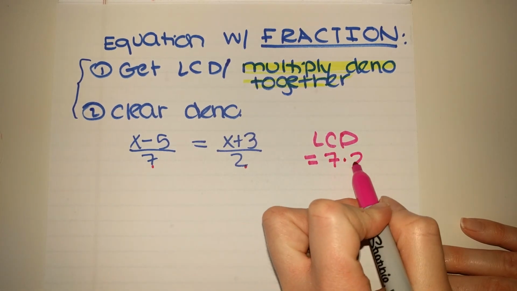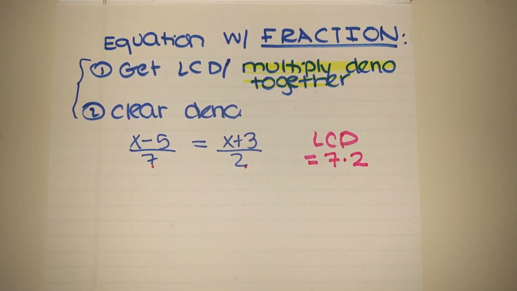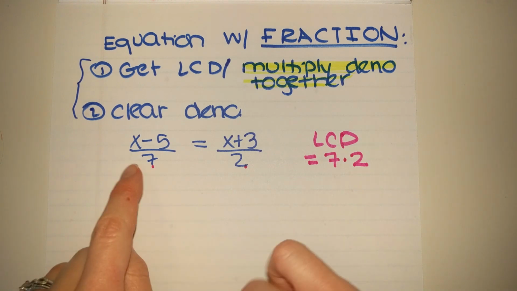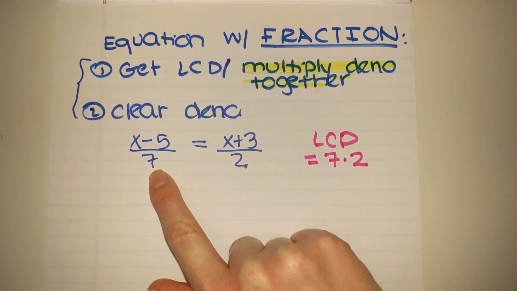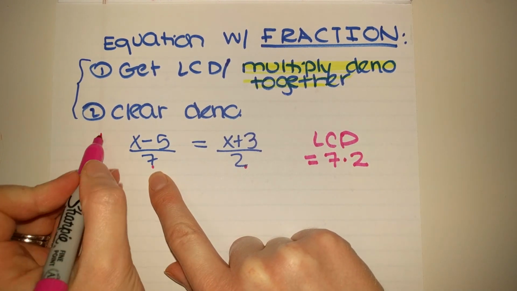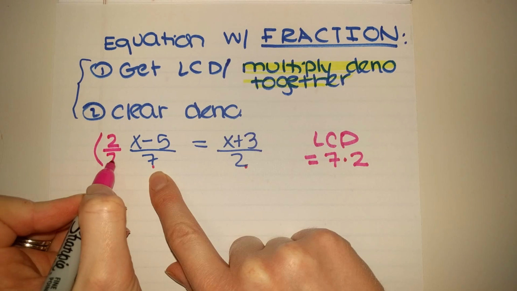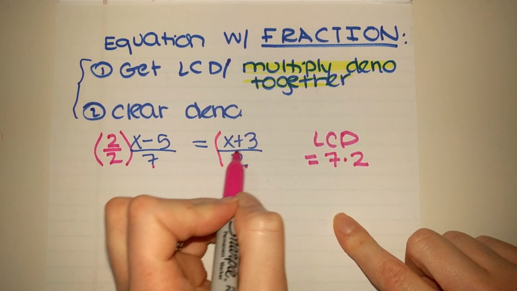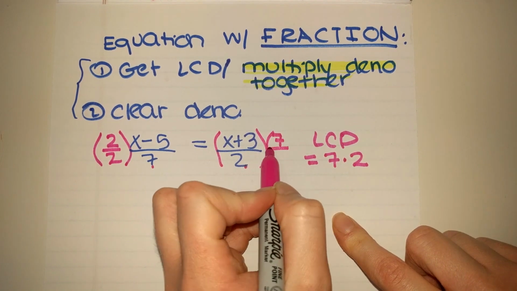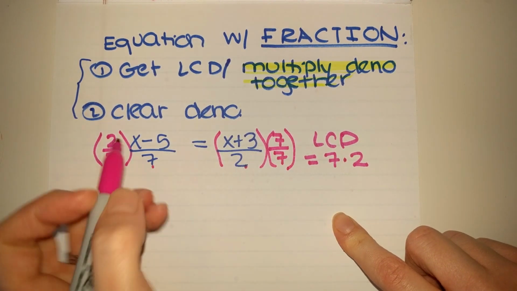So we take 7 times 2. And then we say to ourselves, all right, what is missing from this? On the left-hand side here, our LCD again is 7 times 2, 14. The 7 is missing a 2, so we multiply in by 2 over 2. Then the 2 is missing the 7, so we multiply in by 7 over 7.